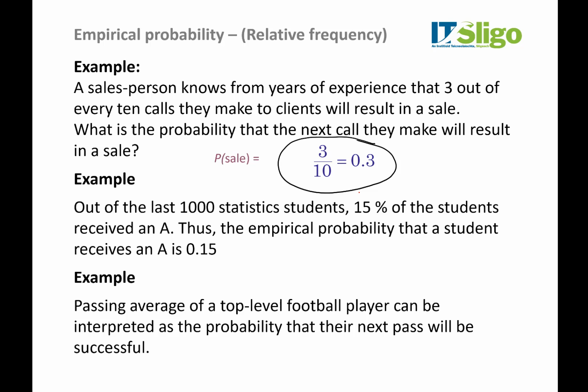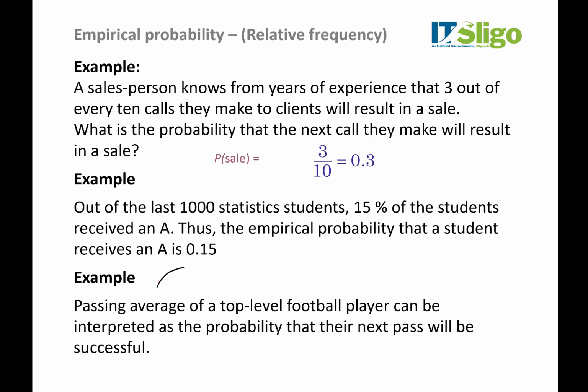If we took a sample of results, again, this isn't somebody sitting down and saying 15% of students should get an A in the classical sense. This is more, well, we've done 1,000 experiments. 1,000 students have sat the exam, and 15% of those have got an A. So the empirical probability that the next student, or a student drawn randomly from that lot, got an A would be 0.15.